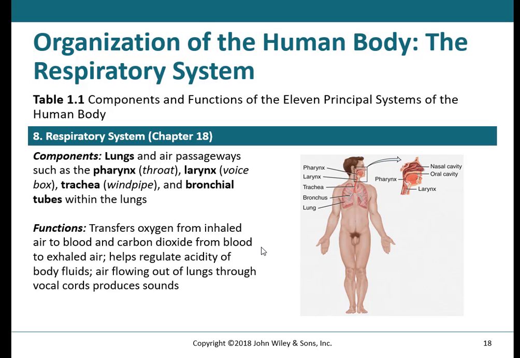Okay. Respiratory system: lungs, and then you have things like the pharynx, which is the throat, the larynx, trachea, and the bronchial tubes.